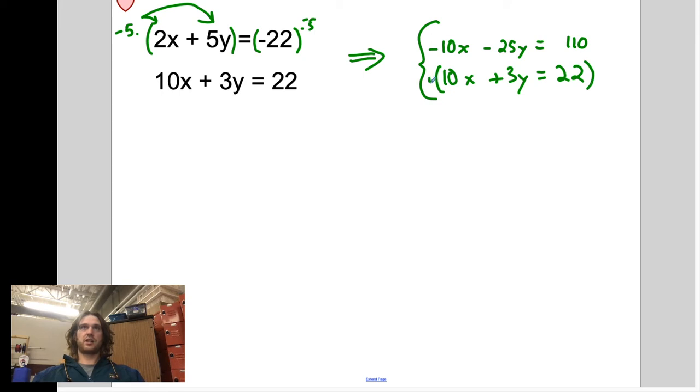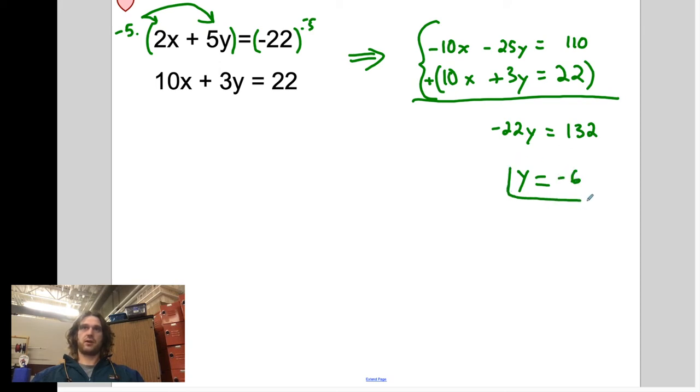Now, instead of subtracting, we add, and we don't have to worry about changing the signs anymore because we've already changed the signs when we multiplied by a negative number. So let's go ahead and go through. -10 plus 10 is 0. -25 plus 3 is -22. y equals 132. So when we divide both sides here, I think this is 6. So that'll be -6. y equals -6.